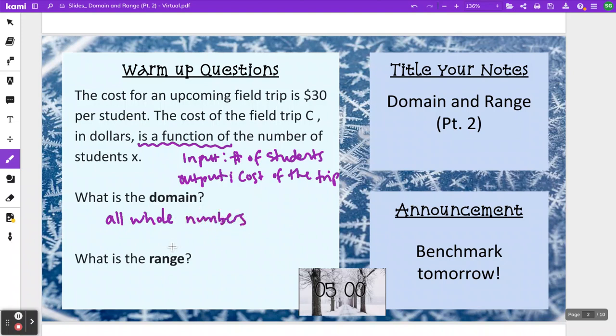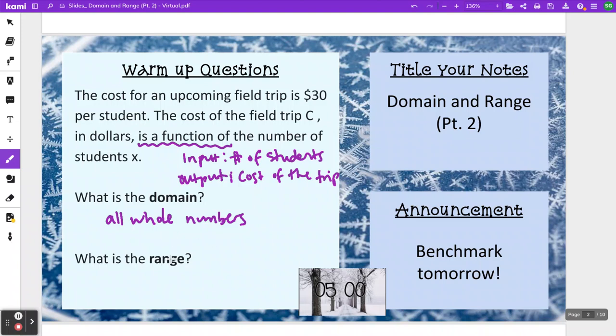Sometimes we're given a minimum or a maximum. In this story, we're not. So it seems like all whole numbers are possible. Maybe 0 students end up going, maybe 100 students end up going. It just has to be a whole number.